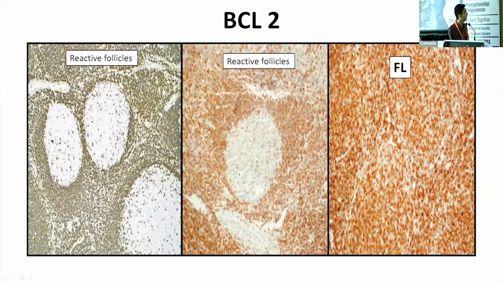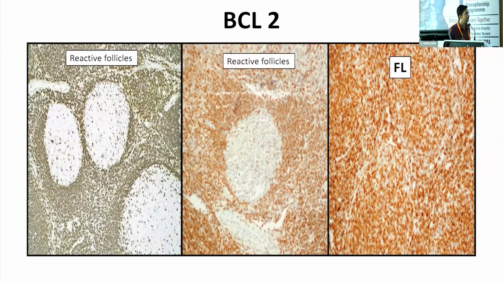Yes, these are the pictures of BCL2. We can see this is the reactive follicle, and the small scattered BCL2 positive cells are actually the T cells which are expressing BCL2. Here, this is the reactive follicle. The BCL2 is positive outside the germinal center, so there is switching off of expression of BCL2 within the germinal center.